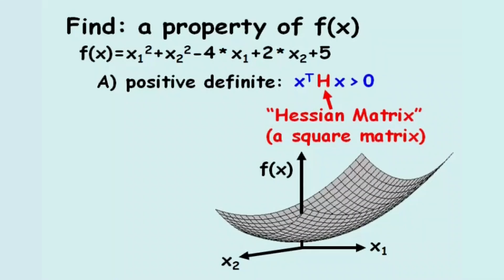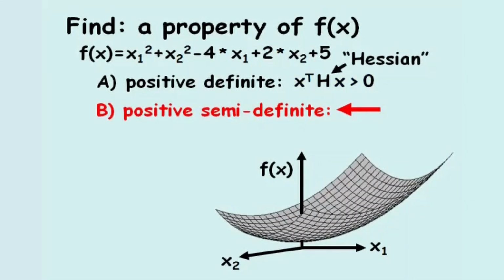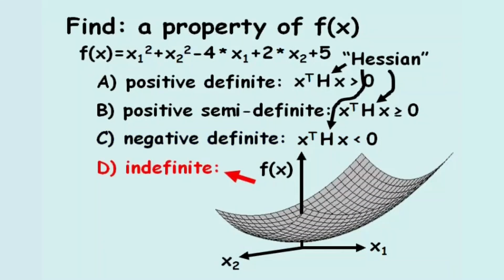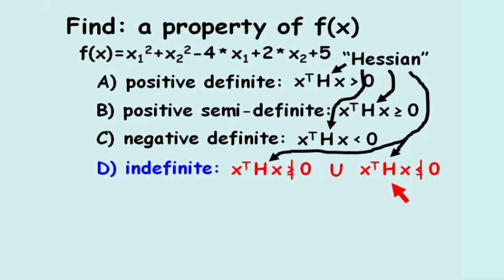A positive semi-definite function is defined as one for which, for any non-zero vector x, x transpose Hx is non-negative. A negative definite function is one in which, for any non-zero vector x, x transpose Hx is strictly negative. And an indefinite function is a surface which is neither positive semi-definite nor negative semi-definite.